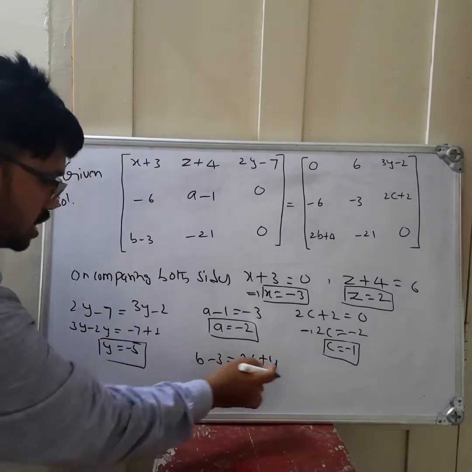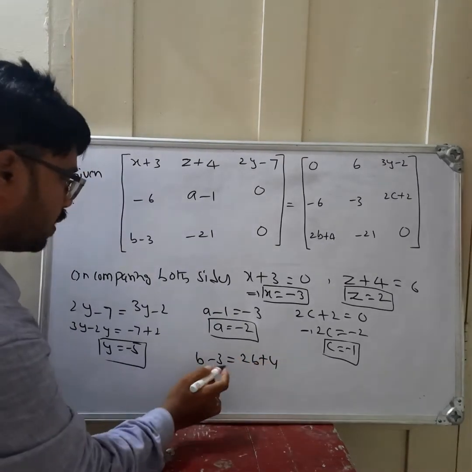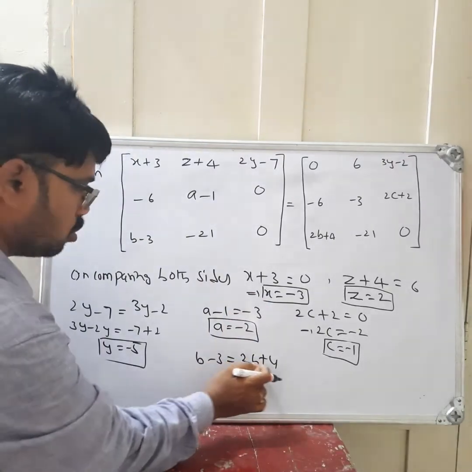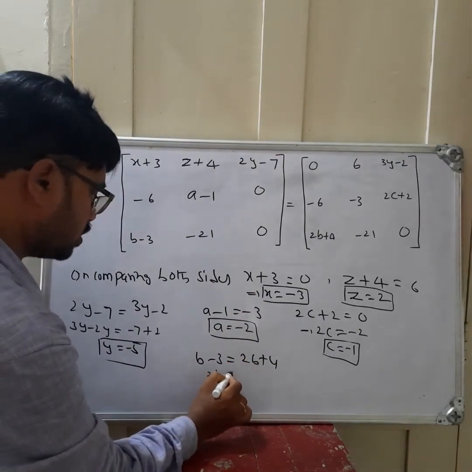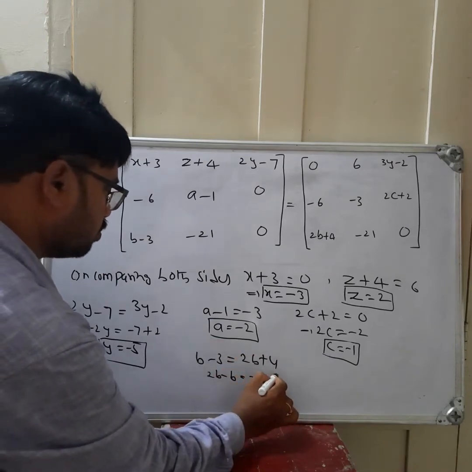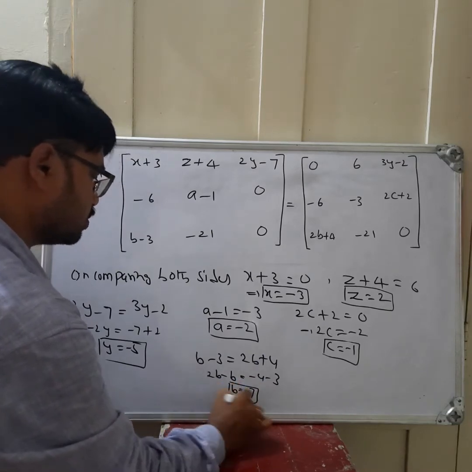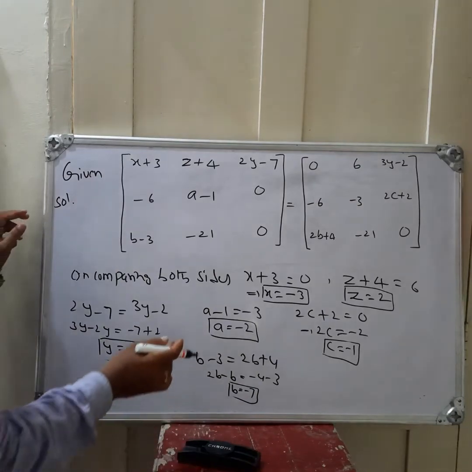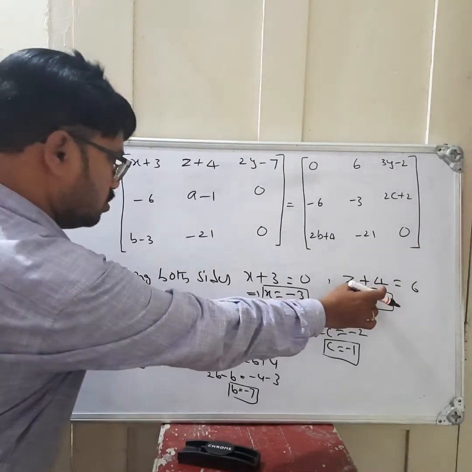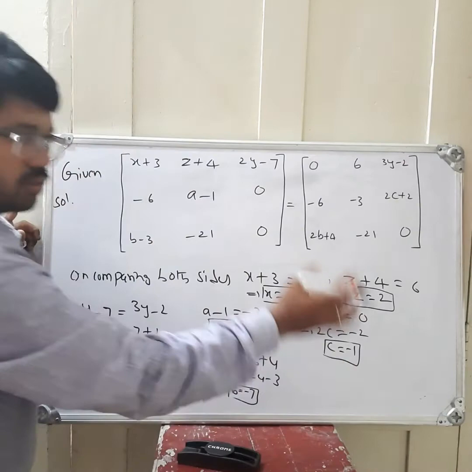And next here b minus 3 equals 2b plus 4. Send b to this side and 4 to the other side. 2b, this b sent to that side becomes minus b. That means 2b minus b equals this 4 becomes minus 4. Then minus 4 minus 3, then b equals minus 7. So these are the required values: x equals minus 3, y equals minus 5 and z equals 2, and a equals minus 2, b equals minus 7 and c equals minus 1.